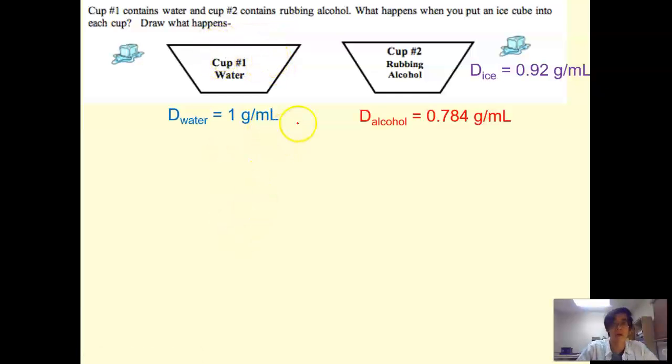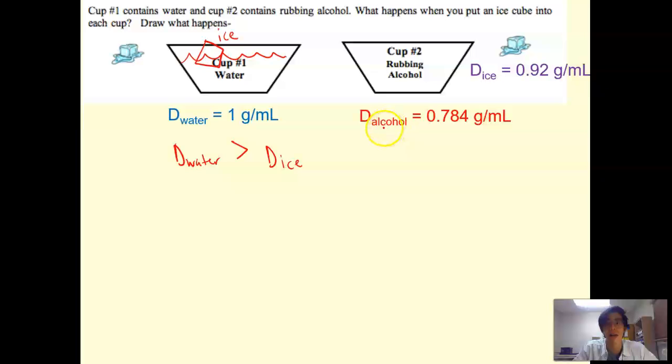As I can see here, the density of water is 1 gram and ice is 0.92. So the density of water is greater than the density of the ice. So if I have my liquid right here and the ice is less dense than the liquid, it's going to be floating on top. It's not going to sink because water is greater.